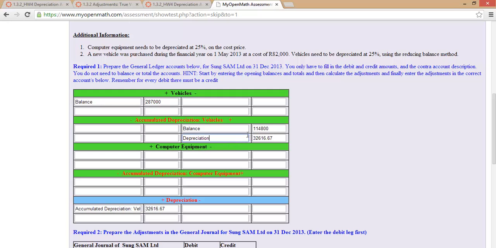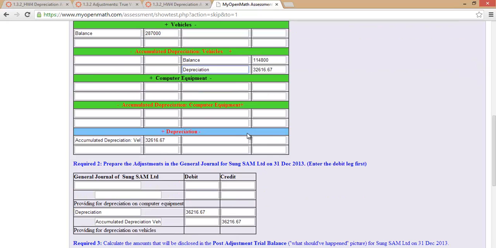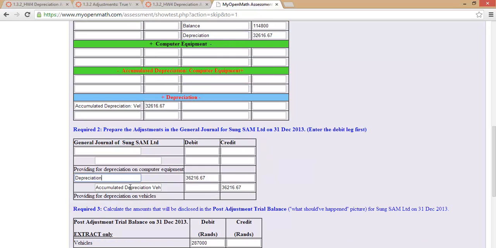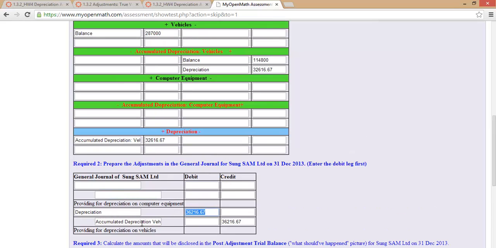Alright, that's the ledger. Then the journal entry is fairly straightforward. You'll see here I've completed that already. We're debiting depreciation with 36,216.67, and we are going to credit my accumulated depreciation account with the 36,216.